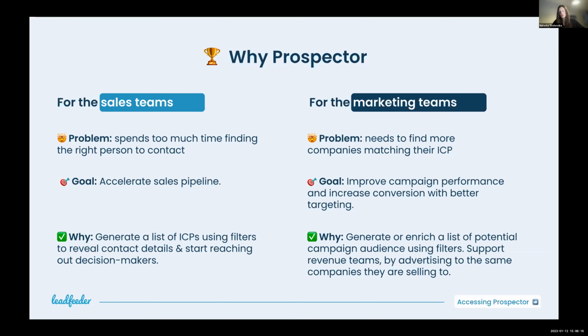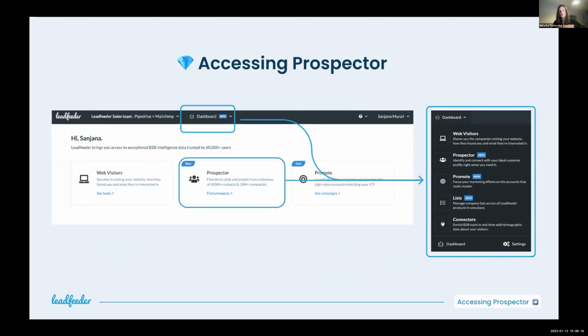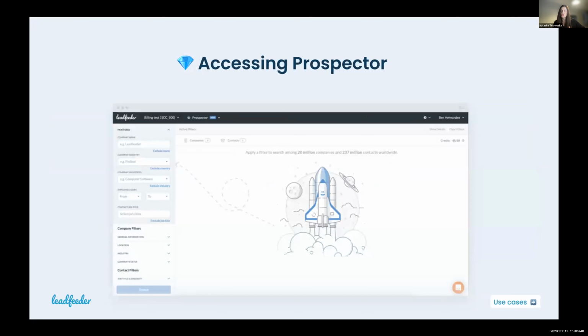So before we continue into deep diving, as most of you are already Leadfeeder users, this is how you can find Prospector. You can either find it in the dashboard, and this is marked on this slide, or you can find it in the drop-down menu, where it is marked as new for better visibility. So once you arrive on the landing page of Prospector, you're going to see the filters on the left side and a blank screen on the right, which means that you need to apply the filters that you would like in order to start generating your list.